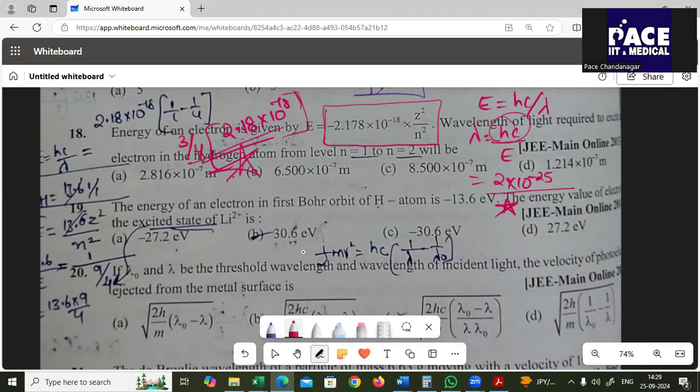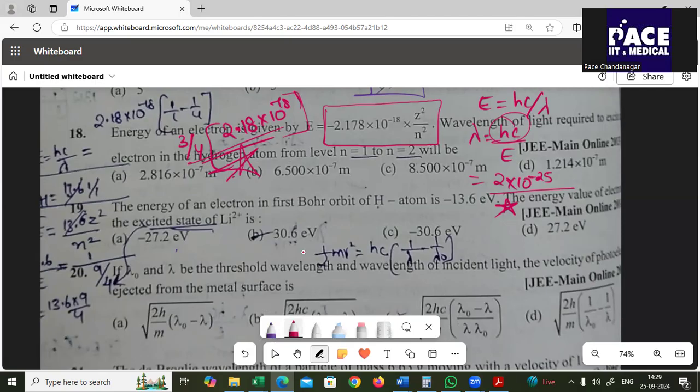And then coming up with the next one, question number 19: the energy of an electron in the first Bohr orbit is 13.6. The energy of the electron in the excited state of lithium. The excited state of lithium is nothing but the first excited state of lithium. If you want to talk about it, then it is 1 by 1 square.